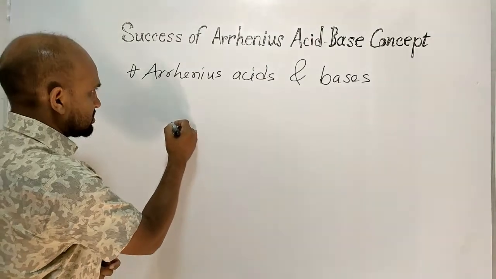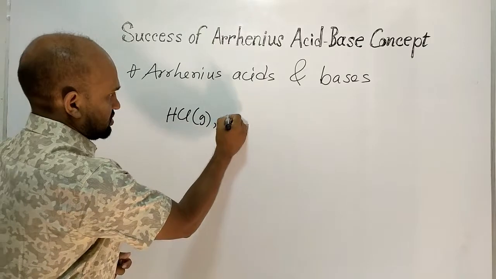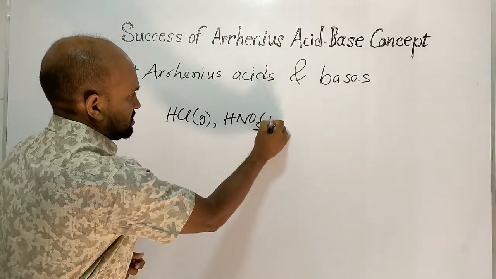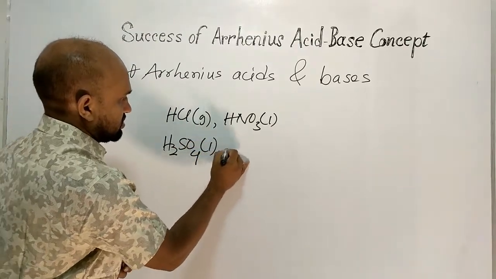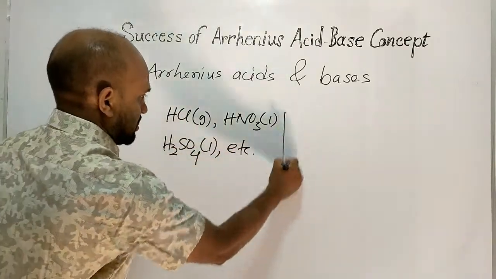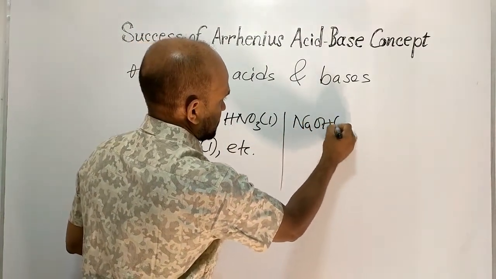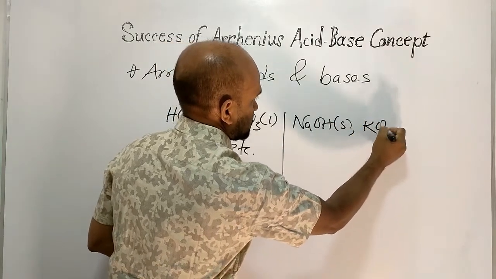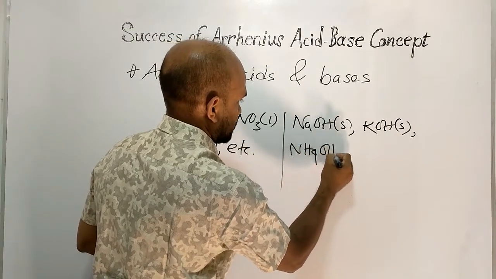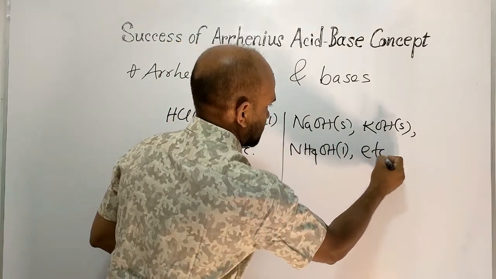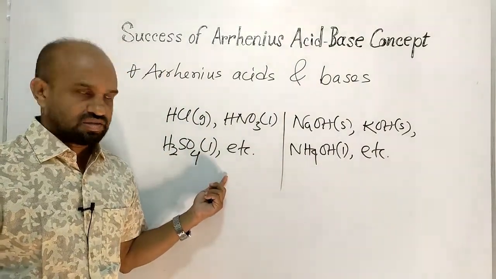First of all, Arrhenius acids are hydrogen chloride, nitric acid, sulfuric acid, etc. And Arrhenius bases are sodium hydroxide, potassium hydroxide, ammonium hydroxide, etc. Now let's see why these compounds are Arrhenius acids.